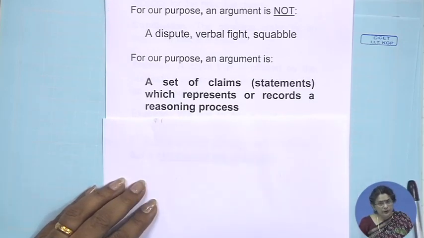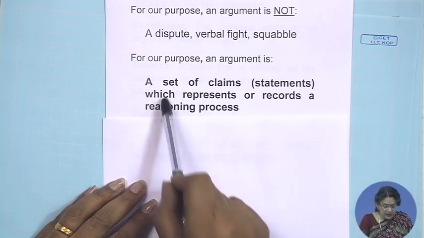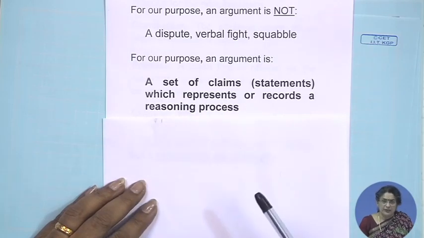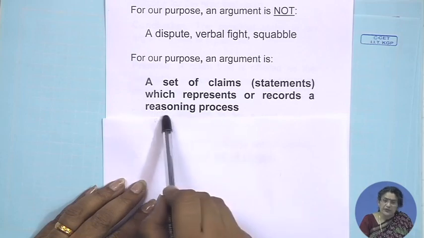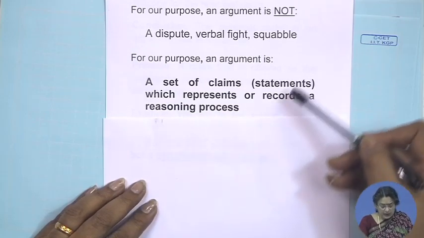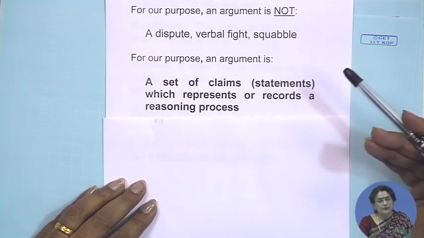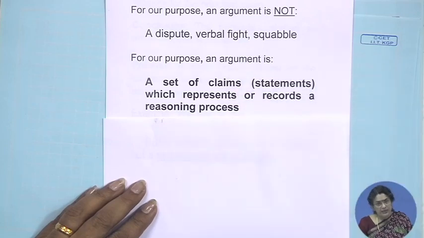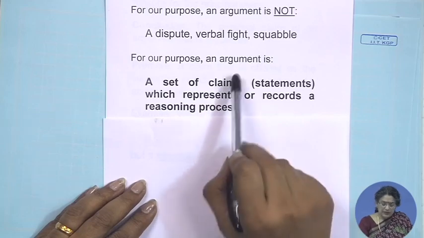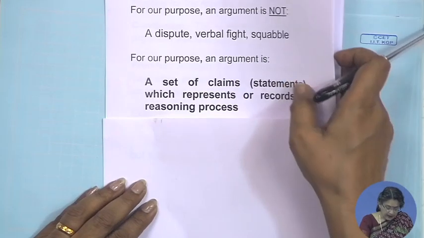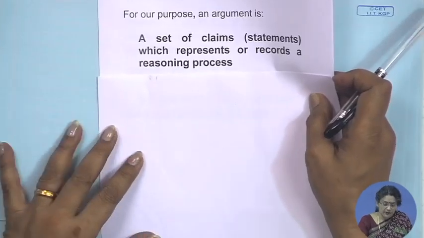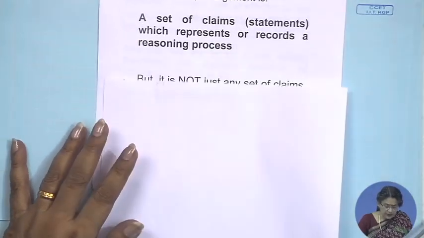Remember, we have already been through what reasoning is. So, this set of claims is going to represent or record a reasoning process. Our interest here is to look at this reasoning process, and when it is articulated as claims or statements, it is easier for us to see it and to give some comment about it. This is the reason why we are interested in this logical entity called argument. I am going to refine this definition of argument in a second, but let us proceed.